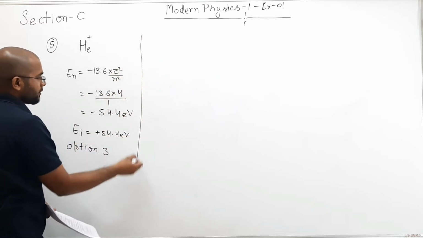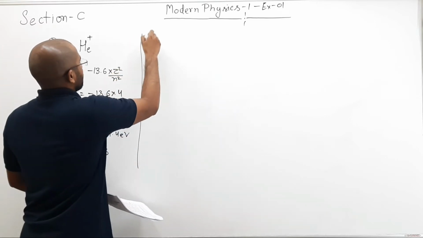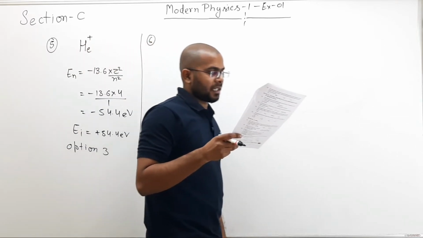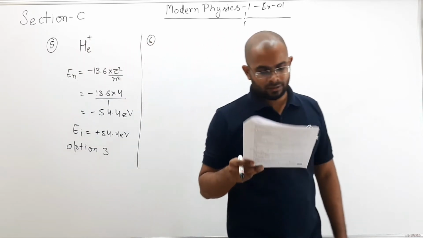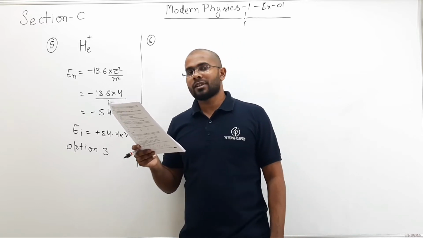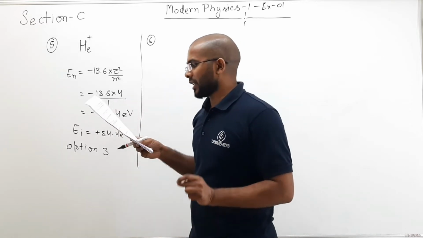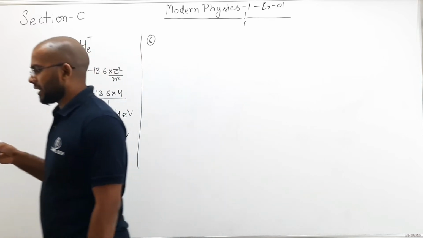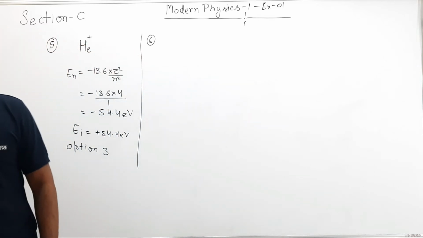So that is your 5th question. Let us discuss question number 6. Question number 6 says an electron makes a transition from n equals 4 to n equals 2 of a hydrogen atom. The wave number of the emitted radiation will be.